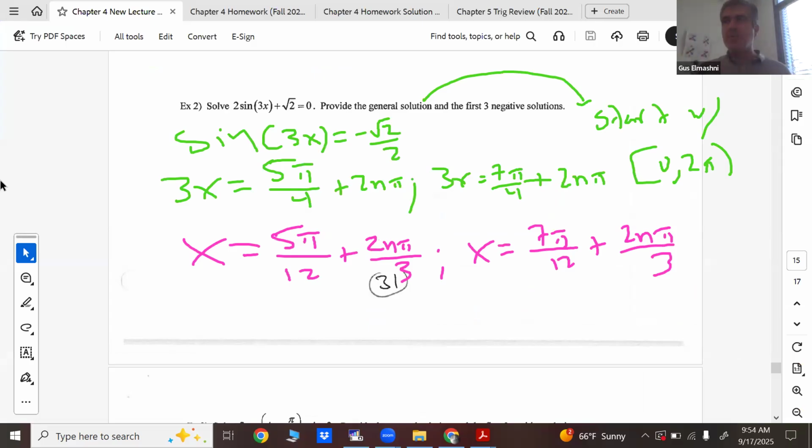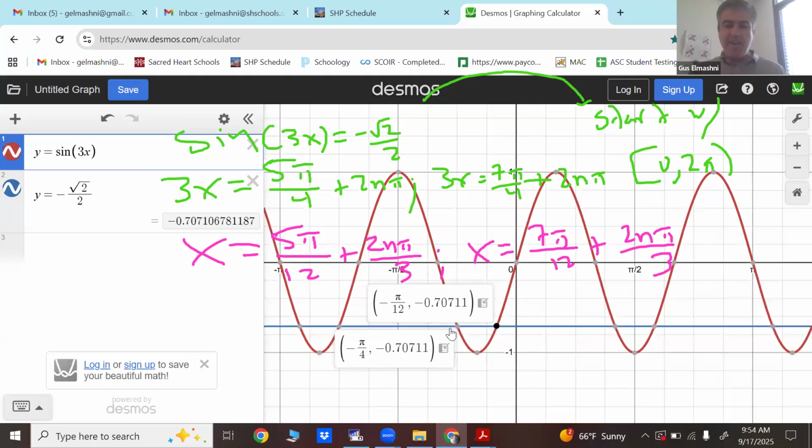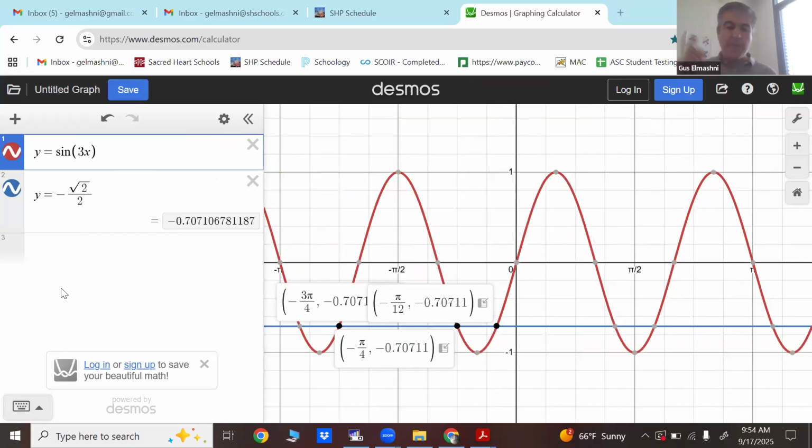Now, the first 3 negative solutions. Of course, I go back to Desmos and find out for myself. Let me clear the screen for a moment. Those are my negative answers. Negative pi over 12, negative pi over 4, negative 3 pi over 4. What if I do this without a graphing calculator? I am going to do that. Sorry, I am going to do that to you guys.